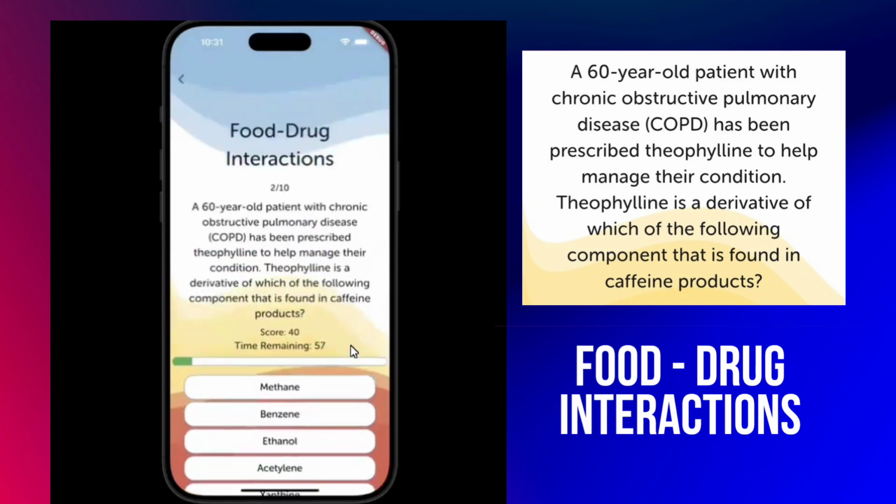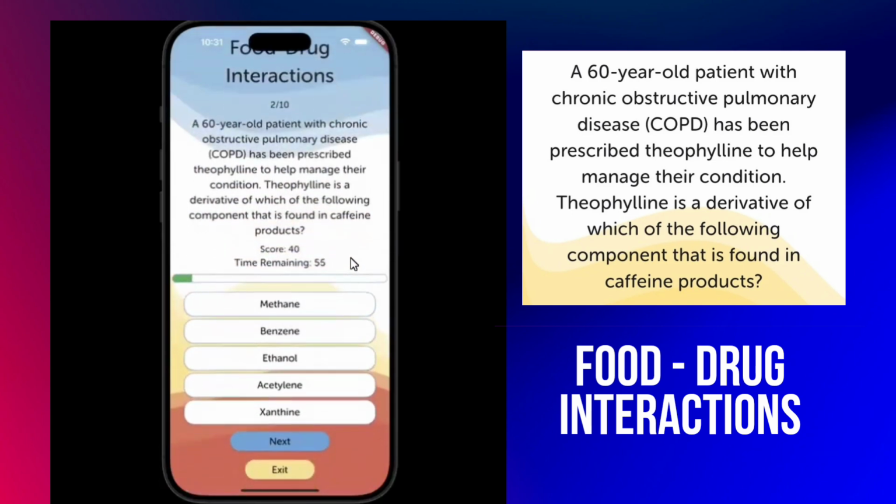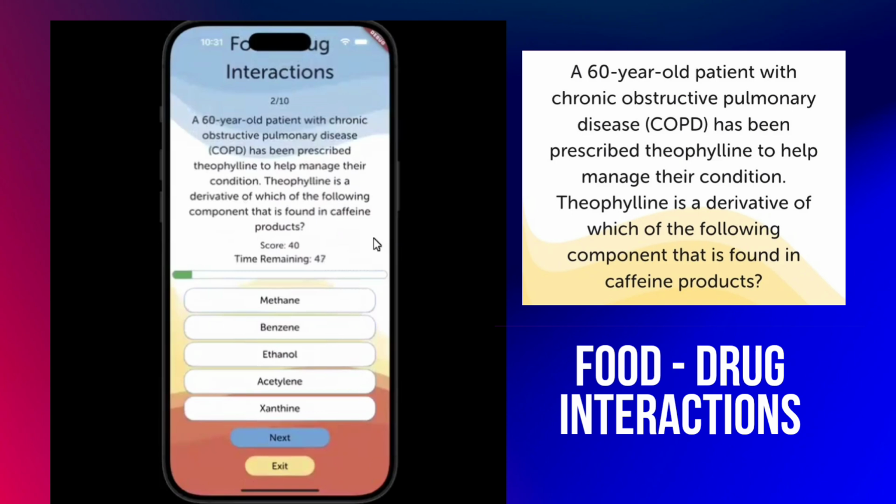A 60-year-old patient with COPD has been prescribed theophylline to help manage their condition. Theophylline is a derivative of which of the following components that is found in caffeine products? Is it a derivative of methane, benzene, ethanol, acetylene, or xanthine? So let's see, our time is going. What do you think? I will say xanthine. Let's go.